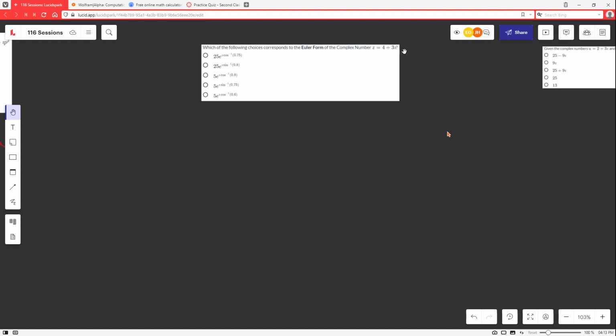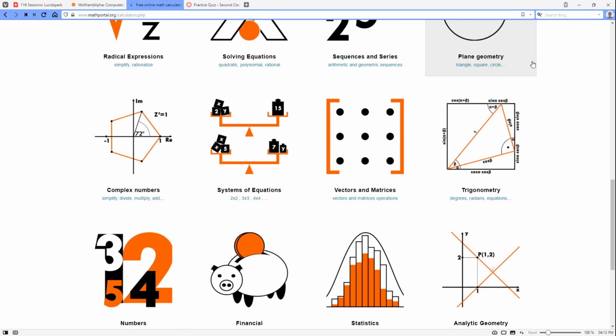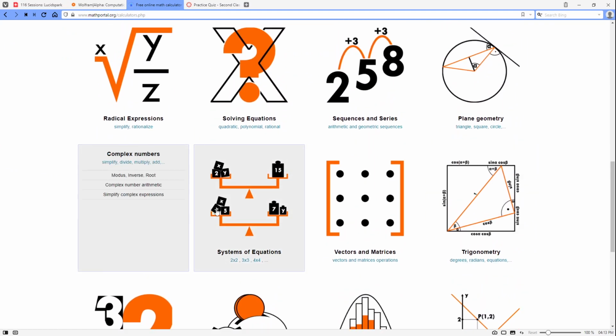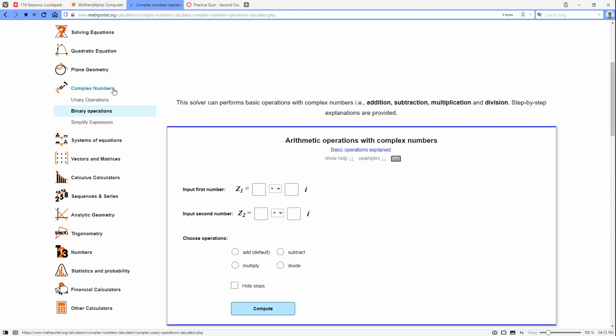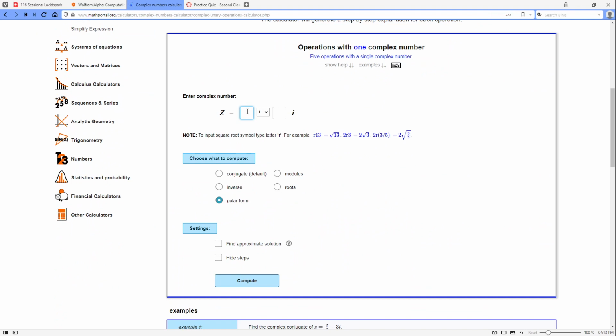So we're using 4 plus 3i. We need to find that in polar form. We can do that using Math Portal. Where's my mouse? So we want to look at, where is it? I'm blind. Complex. There. Complex, we want to be doing, I think it's this one? No, is it the top one? Yes. So we want to turn this into 4 plus 3i.